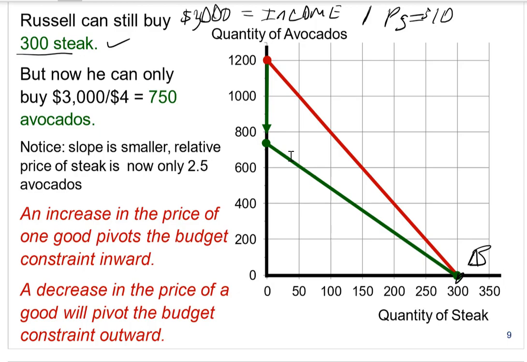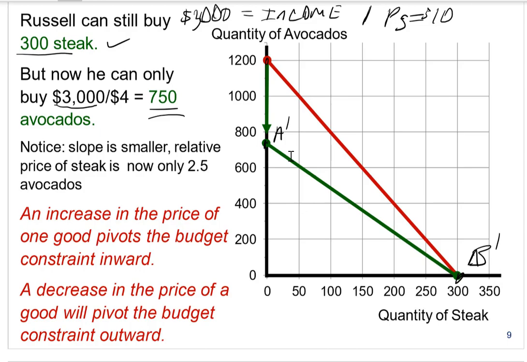Let's say B. This was B, wasn't it? B prime or B. However, if he spends all the money buying avocados, then he's going to get 750 avocados, but no steak. So 3,000 divided by 4 gives us 750 units. So this point now shrinks, basically comes down to 750. This is point A prime here. So there's a pivot around the point B.